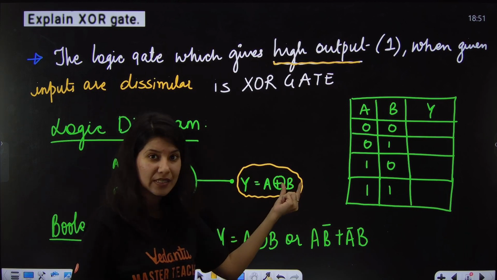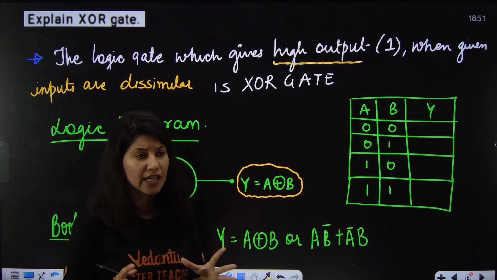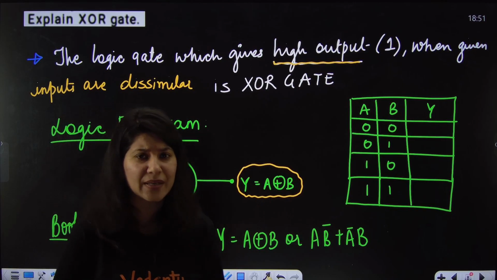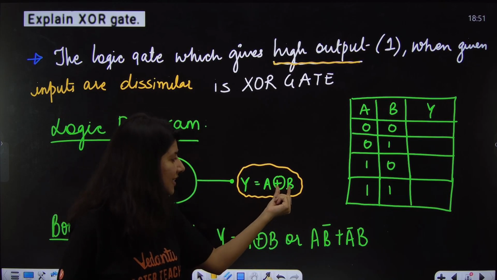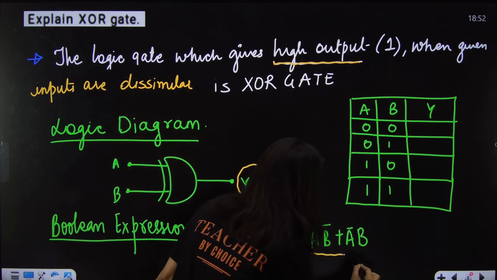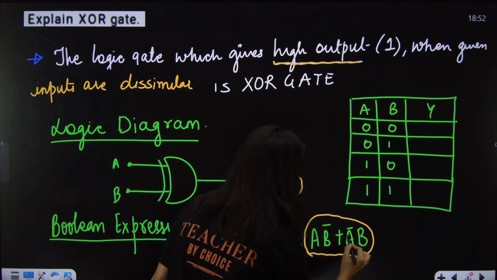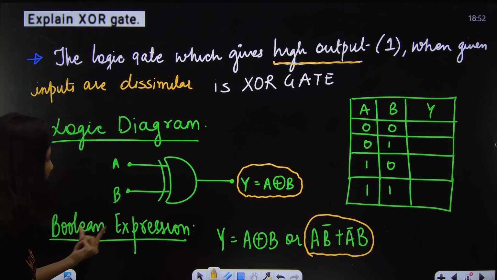Right now, ma'am, we don't know what this plus and circle is. We just know plus, minus, multiply, divide. What is this new symbol which they are saying? So A plus circle B means this. Understand? A B bar plus A bar B. A B bar plus A bar B. This is the Boolean expression.